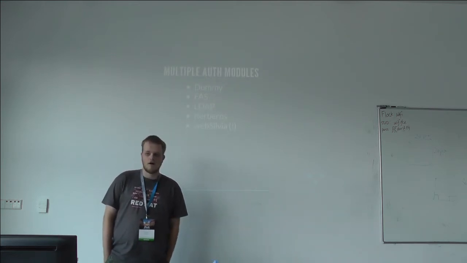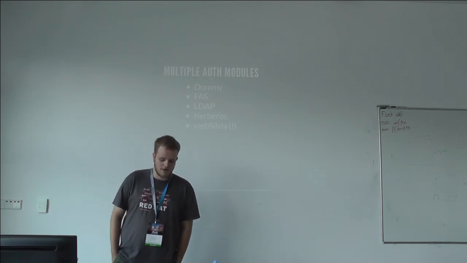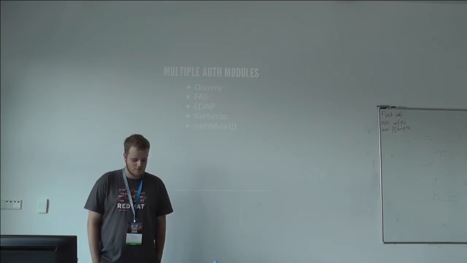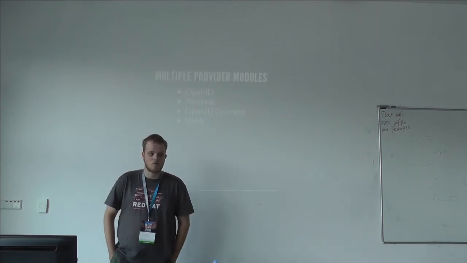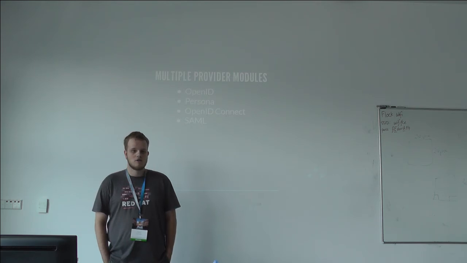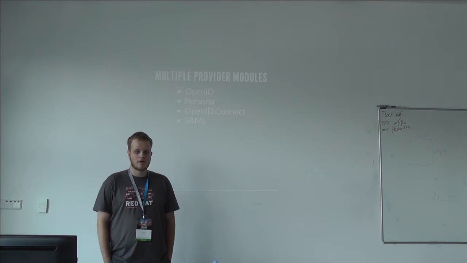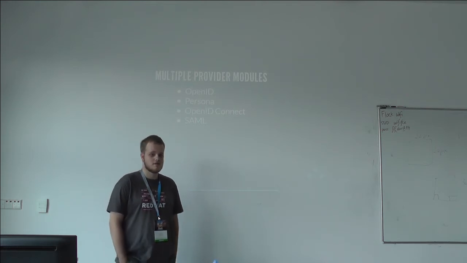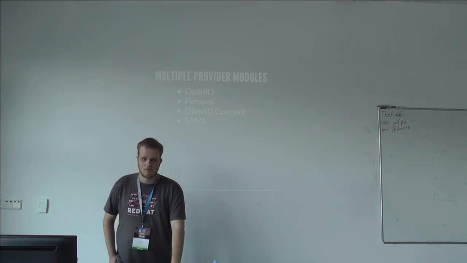Now I have a bunch of authentication modules against which you could authenticate, though in Fedora we only use FAS. I can also authenticate against LDAP and Kerberos and something called Sylvia, which I'll come to in a minute. And now we have OpenID, Persona, OpenID Connect, and SAML. So currently within Fedora we have everything based on OpenID, but we are thinking about moving to SAML because that gives us some more flexibility, security, and single logout, which is requested by a lot of people.